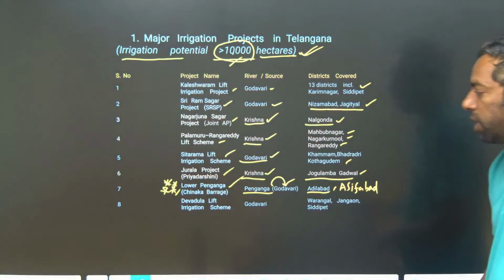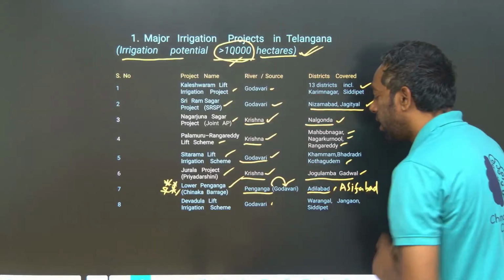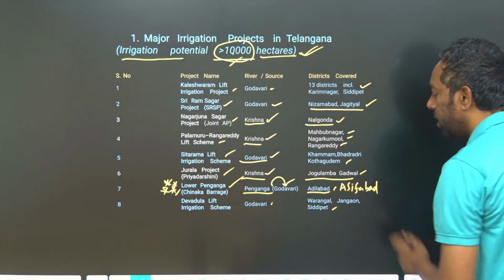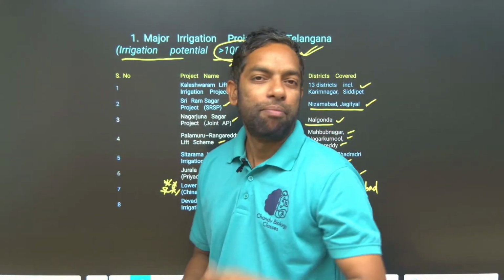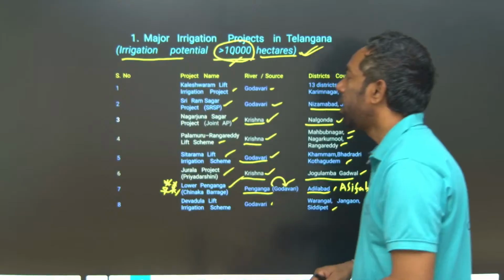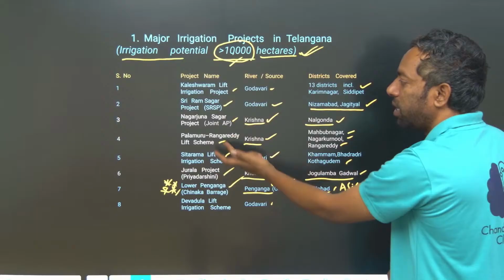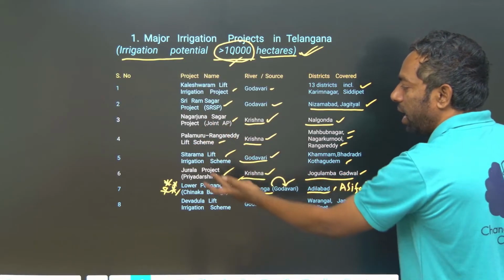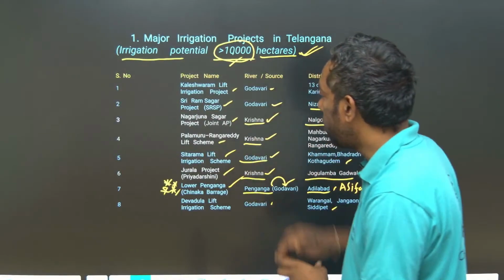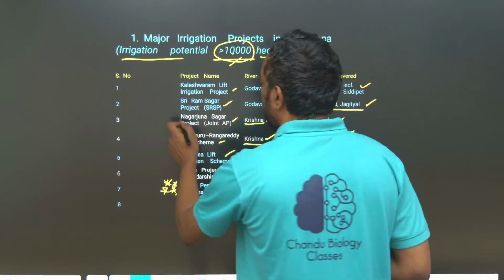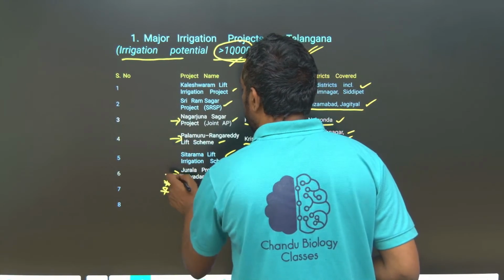Adilabad and Asifabad. Devadula lift irrigation project is on the Godavari, in Janagam, Warangal and Siddipet. Guys, just look here, this slide is most important. Again, on the Krishna river are the Nagarjuna Sagar project, the Palamuru Rangareddy project, and the Jurala project. These three projects are on the Krishna river.